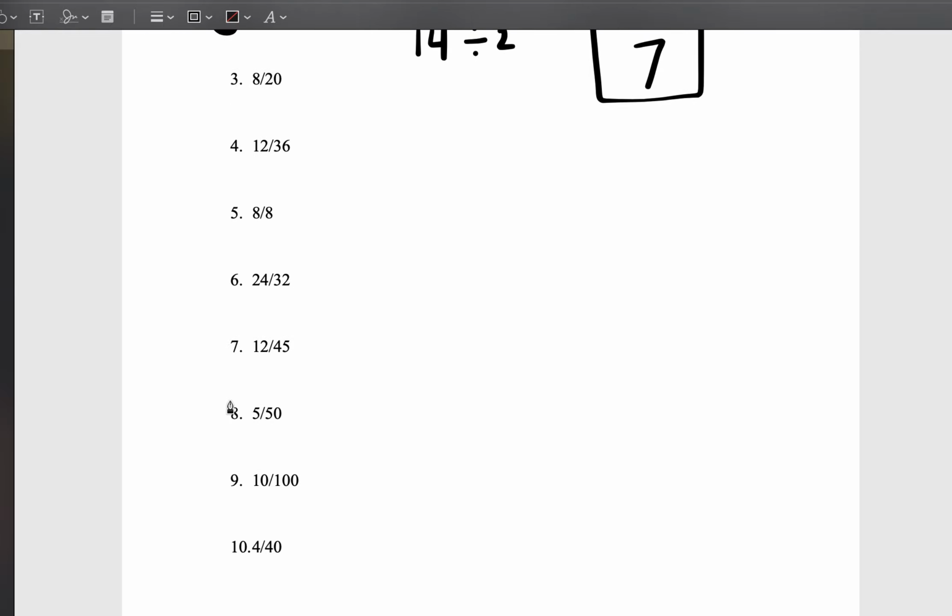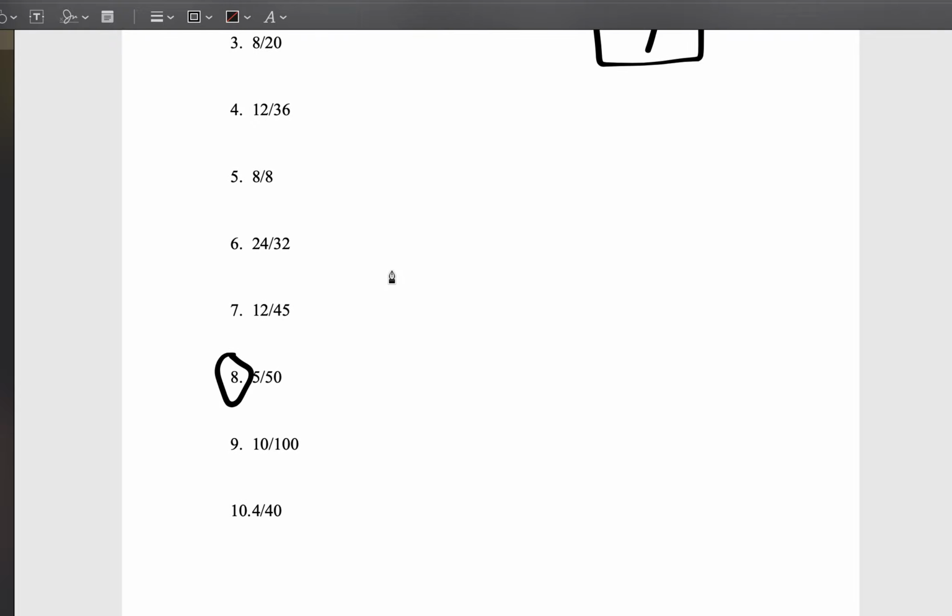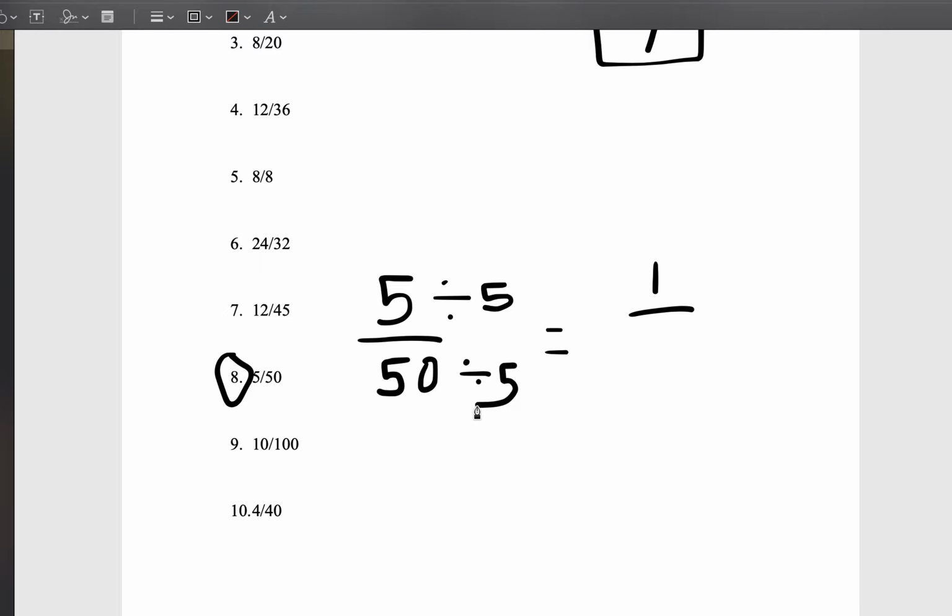Let's try one more. 5 over 50. We must find the greatest common factor in both of these numbers, which in this case is 5 because we know that 5 goes into both 5 and 50. So let's divide this number by 5 and this number by 5. We know that 5 divided by 5 is 1, and 50 divided by 5 is 10. So the answer to number 8 is 1 over 10.